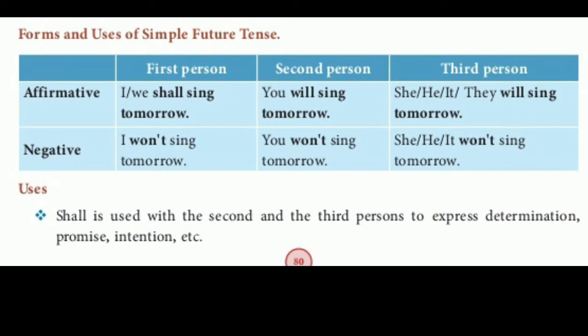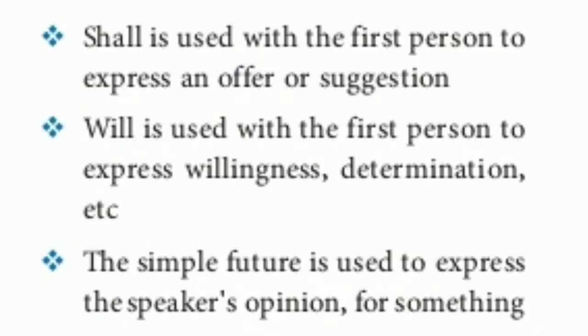Okay, uses. Shall is used with the second and third person to express determination, promise and intention, etc. Shall is used with the first person to express an offer or suggestion. Will is used for the first person to express willingness, determination, etc. Willingness, determination. Kandipa 99% அதுக்கு தான் will.